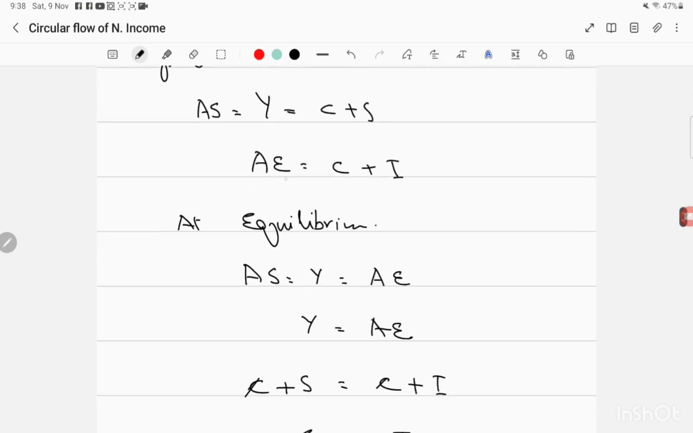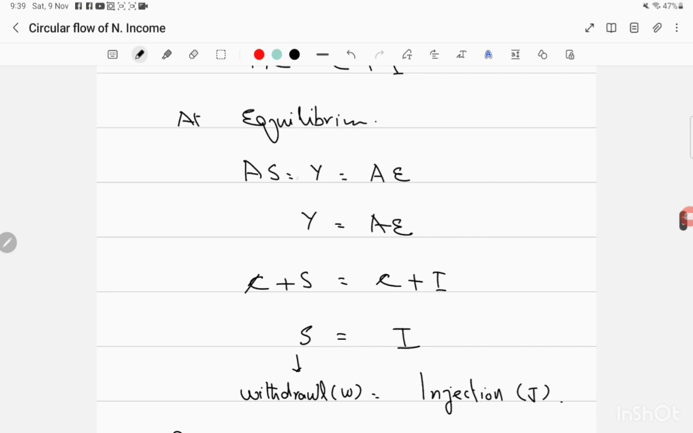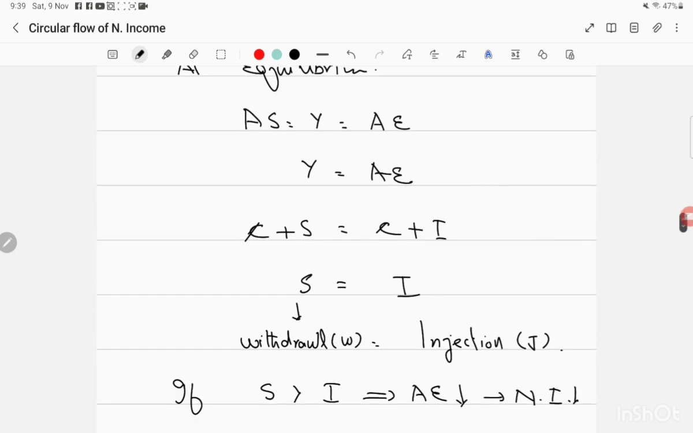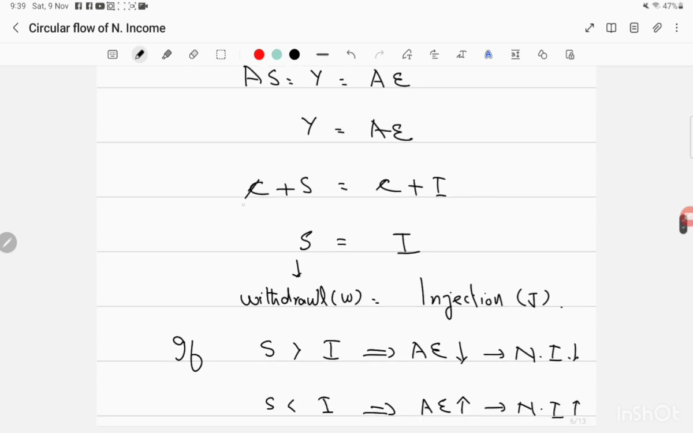And aggregate expenditure, previously it was only C, now we are having C plus I. Consumers' expenditures are represented by C, and I is investment expenditures by the producers. So at equilibrium aggregate supply equals Y, and that is equal to aggregate expenditure. So you can find over here income is equal to aggregate expenditure. Income was divided into two parts, C plus S, and expenditures are also having two parts, C plus I. So when consumption is on both sides, it is cancelled out.